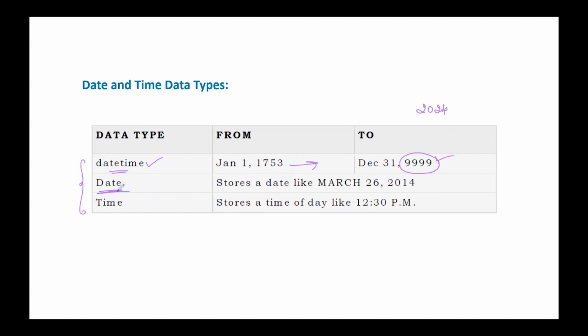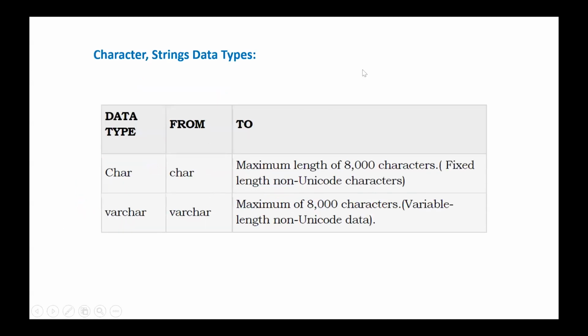Next type is date. If I'm using date, it is used to store the data in this particular format: month, then day, and then year. If you want to store the data in this format, you can use the data type date. Next we have time. Time stores the time like 12:30 p.m., 1 p.m., 1 a.m. In this format, it will help us to store the data in the database. So this is your date and time data type.